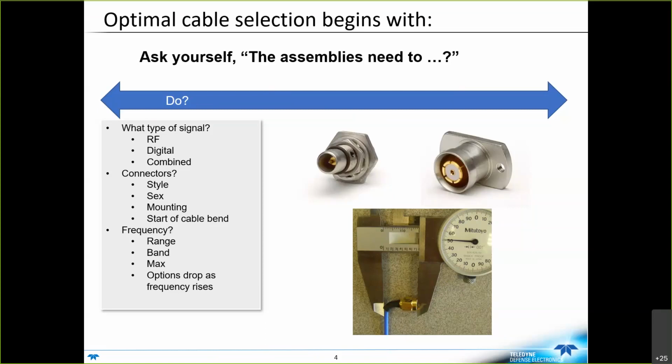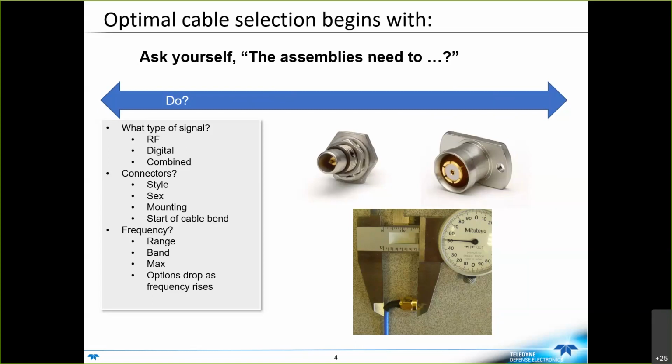A cable assembly that's operating at 1 gigahertz can be a very different price point and option set compared to a cable at 40 gigahertz. And also be aware that options for cables drop as your frequency rises.